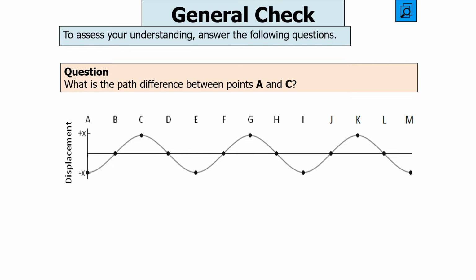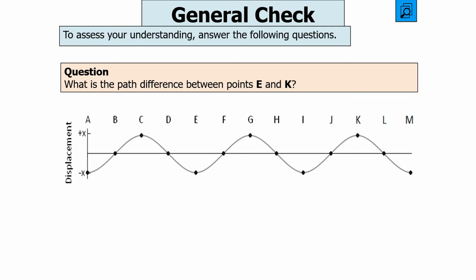Next question says, what is the path difference between points A and C? So pause the video now and then unpause the video when you want to go through your answer. So that's going to be half a wavelength because you can see A and C are separated by half a wavelength, okay, when you look at your wave pattern. So what is the path difference between A and D? So pause the video now and then unpause the video when you want to go through your answer. Right, so our answer here is going to be 0.75 wavelengths.